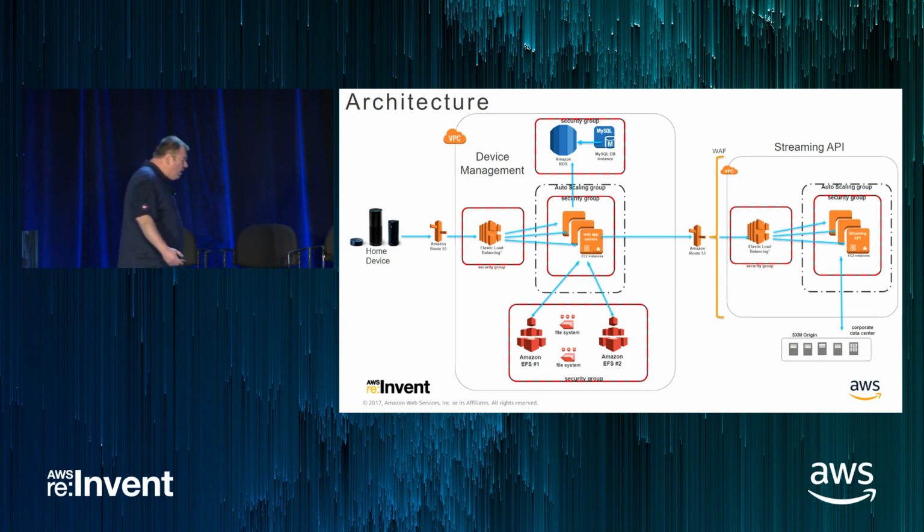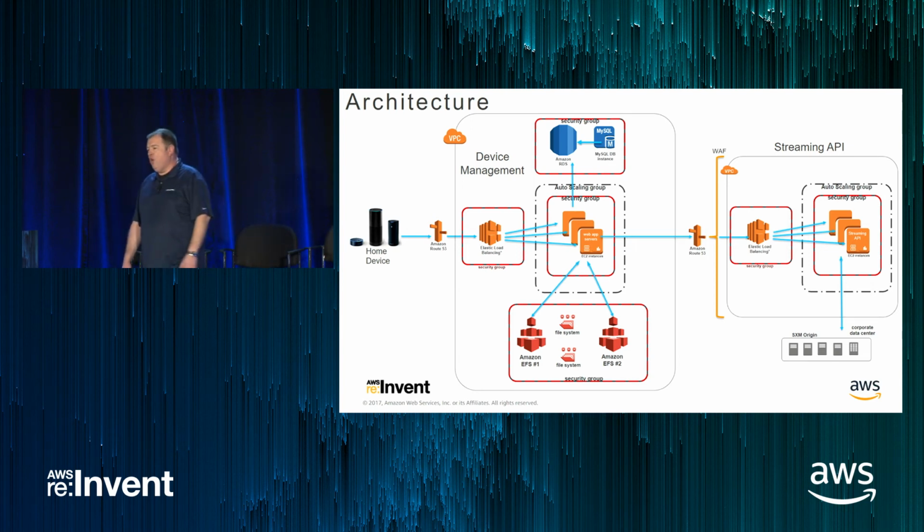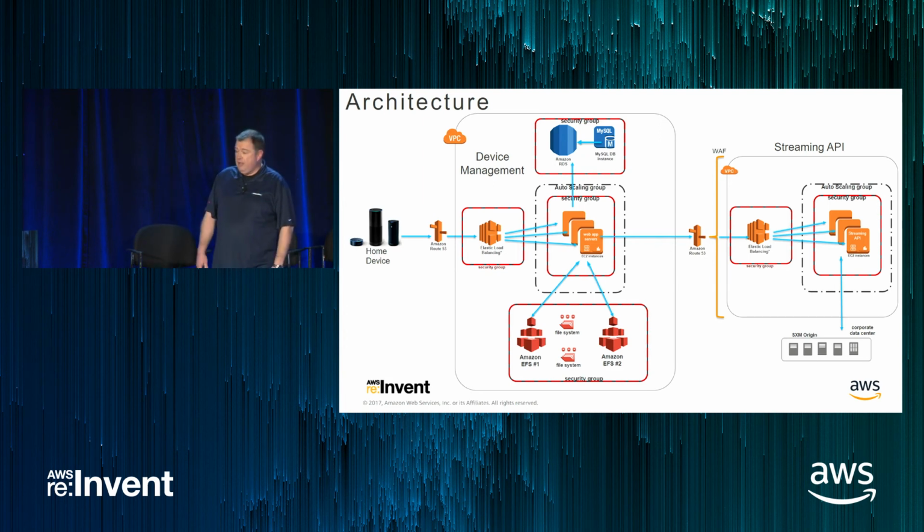So with architecture, there's really two hemispheres of this architecture. There's the actual proxy, because it's really a proxy that's sitting in front of the home device. And the home device that's shown there isn't actually the home device we solved this for. That's Alexa.